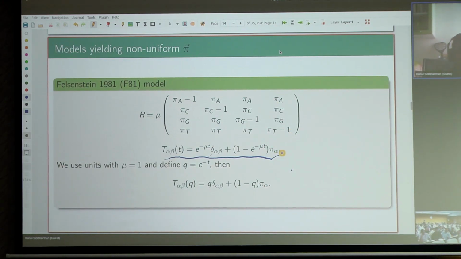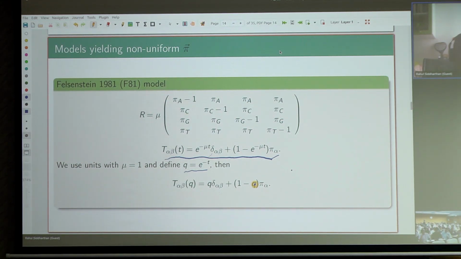Conversely, if we do not know what pi is, but we do have the data, we can infer the pi from this, which is what we'll be doing. And we use units with mu equal to 1. That is, you just choose a unit of time such that the mutation rate is 1. And you define a new variable q, which in some earlier work we called the proximity. And in terms of this, you can write this as this. Q is just, in this case, the probability of conservation, and 1 minus q is the probability that there has been at least one mutation. So this turns out to be a convenient notation for us.